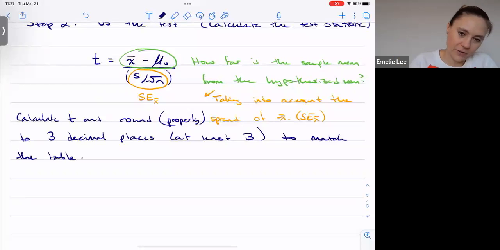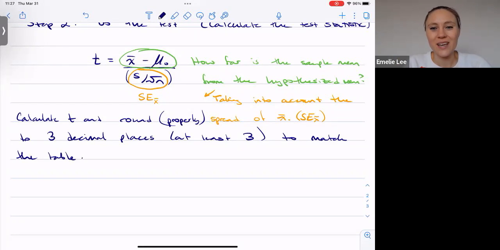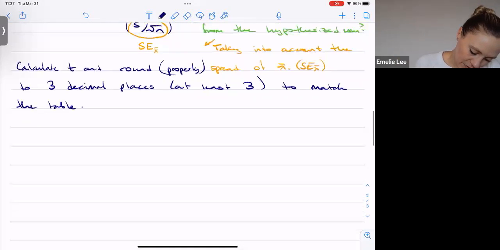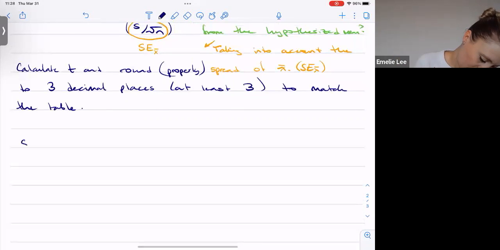If you're using software, then usually this is all done in one step where you calculate the t and then it spits out a p-value as well. Okay. So step 3 is find the p-value.